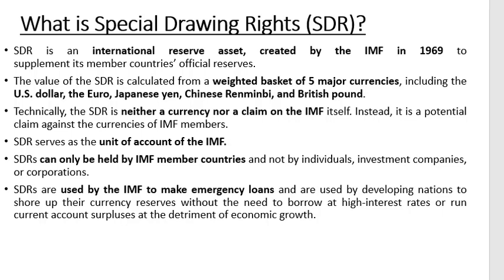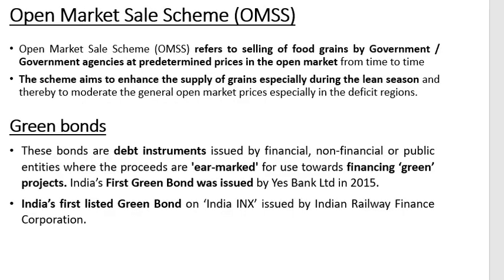Special drawing rights serves as the unit of account of the International Monetary Fund. Special drawing rights can only be held by IMF member countries and not by individuals, investment companies, or corporations. Special drawing rights are used by the IMF to make emergency loans and are used by developing nations to shore up their currency reserves without the need to borrow at higher interest rates or run current account surpluses at the detriment of economic growth. Okay.